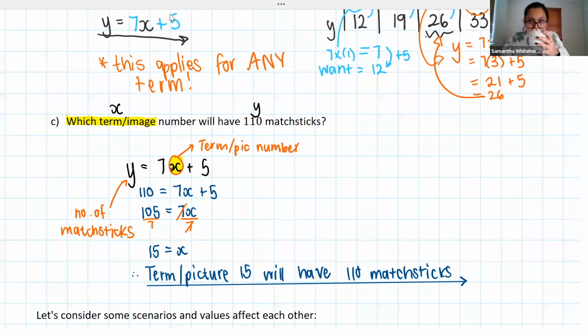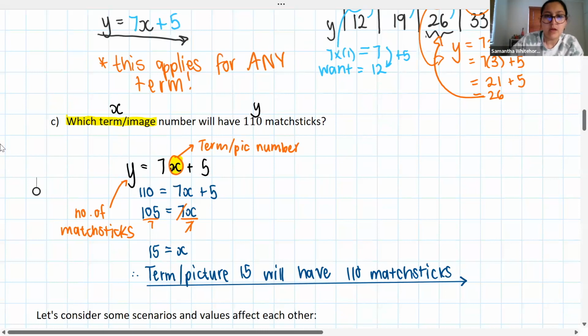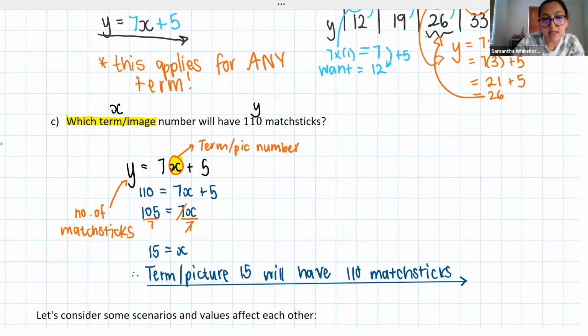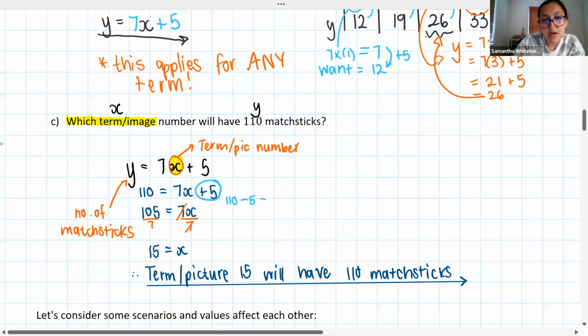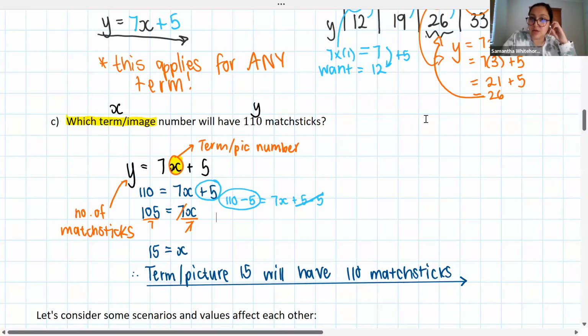Ma'am, where do you get 105, ma'am? Okay, so the 105, I'm just going to add a little in-between step here. The 105 has come from me subtracting 5 on both sides. Remember my inverse operations, I'm going to get rid of this plus 5. So that means I'm going to subtract 5 on both sides of my equation because plus 5 minus 5 cancels out. And then I'm doing the inverse on the other side of my equation. Oh, thank you, ma'am. Okay, good. So guys, really importantly, that 105 has come from my inverse operations.